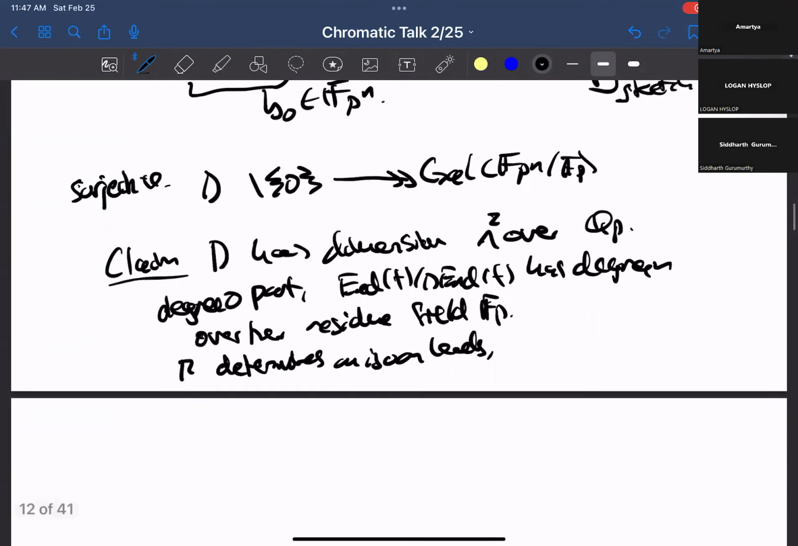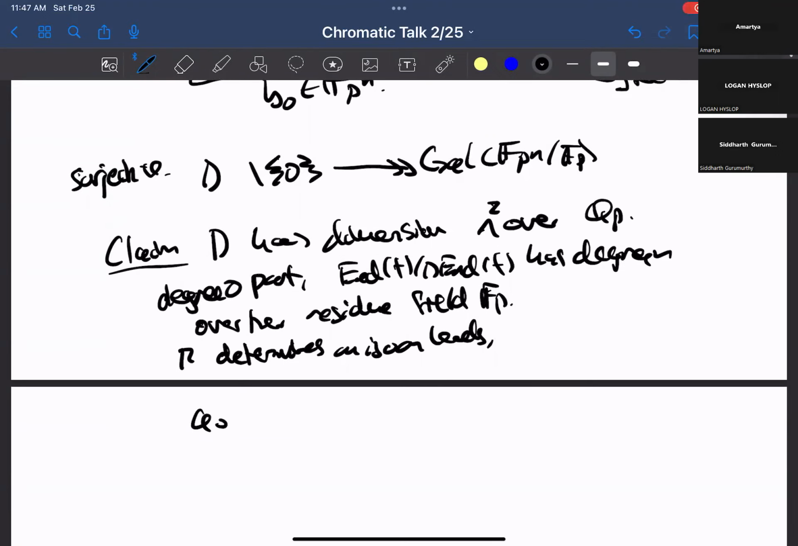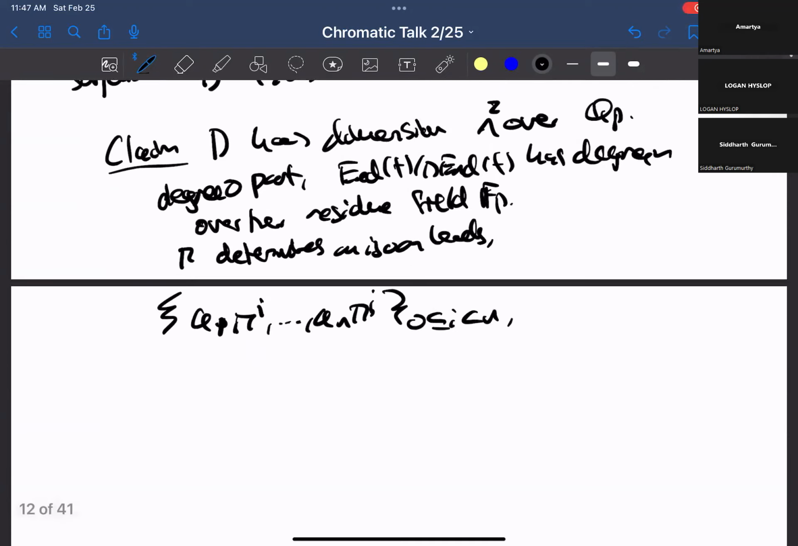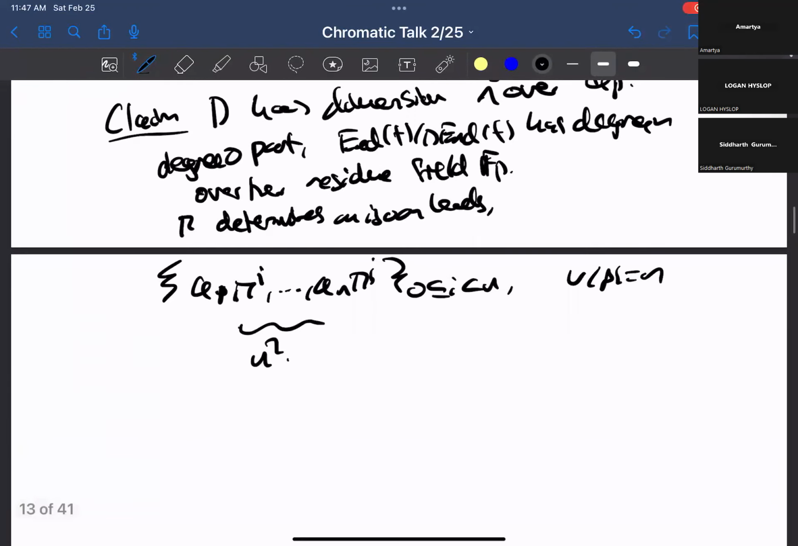We can then take a_0 pi to the i, up to a_n pi to the i, for i between 0 and n. This is going to give us a basis because p has valuation n. So we can always assume that an element has valuation between 0 and n minus 1. And this has cardinality n squared. So we get the claim.